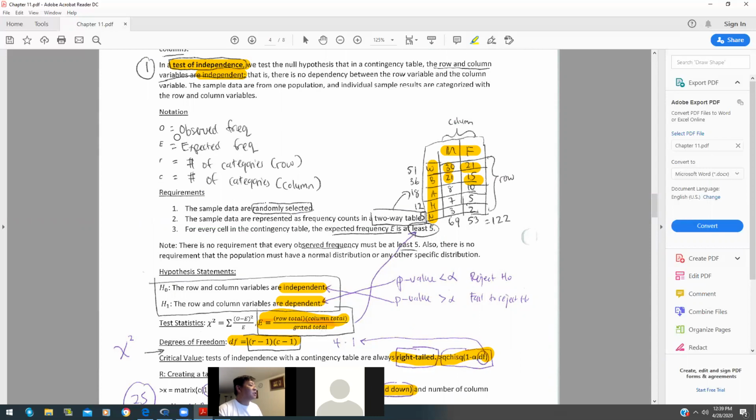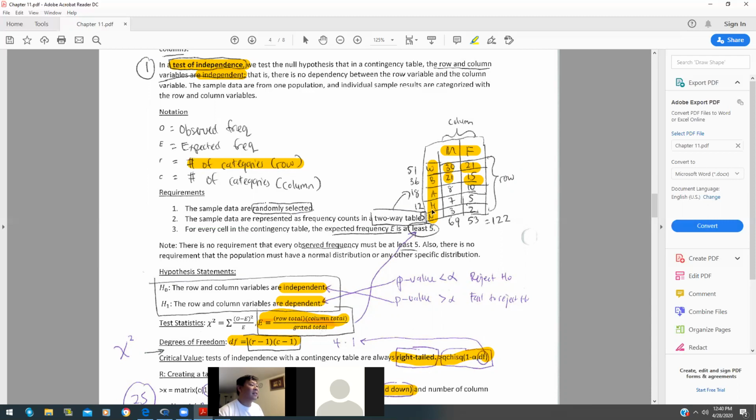As usual, this is O and E, which are observed and expected frequency. R in this case is your number of categories in the row. So don't forget, this is called row. Row goes left and right. So how many rows do we have here in this contingency table?